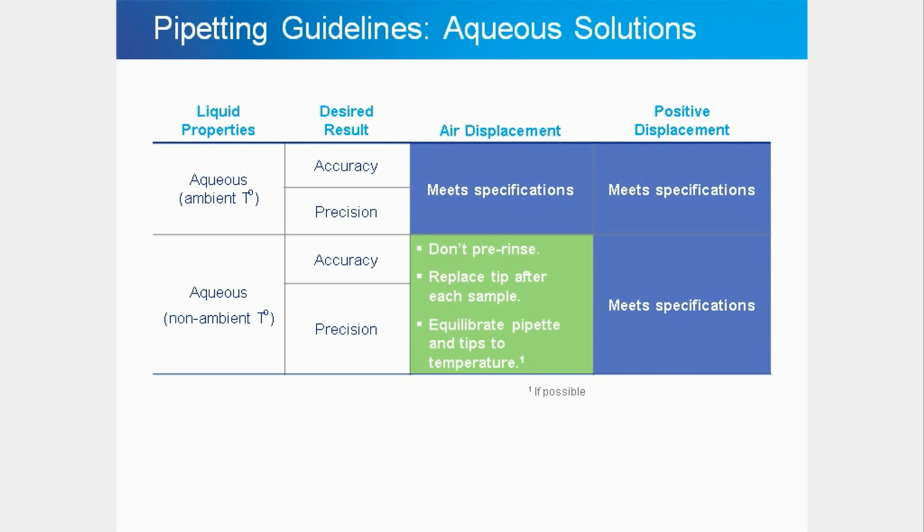Alternatively, when pipetting aqueous solutions at temperatures other than ambient, a positive displacement pipette could be used to avoid the potential for introducing errors of inaccuracy and imprecision into your work.